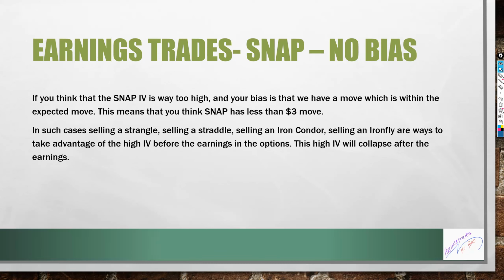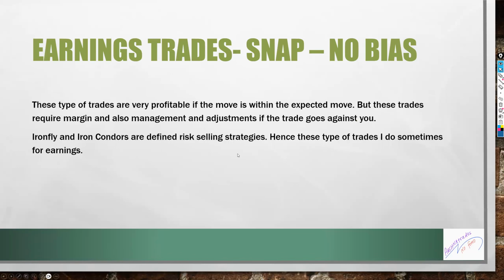These are different ways to take advantage of high IV. Now, when you are selling strangles, selling straddles, selling iron condors, and selling iron flies, yes, the IV collapse works in your favor afterwards. These are a very nice way to have profitable trades. But these trades require margin.